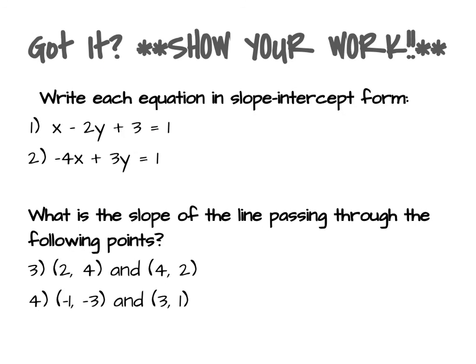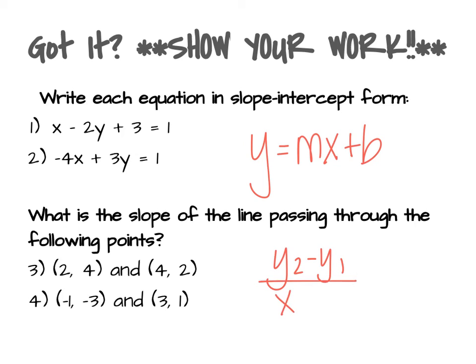Alright, here are your guided questions. You only have 4. On the first 2, I want you to put the equation in slope-intercept form, which is y equals mx plus b. On the last 2, I want you to find slope using the slope formula, y2 minus y1 over x2 minus x1. Put these on a separate sheet of paper and bring it to me tomorrow for your homework grade.